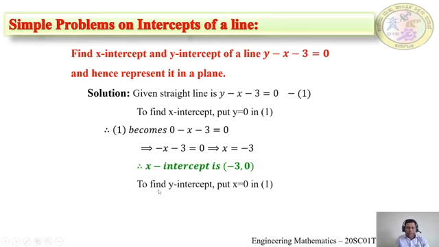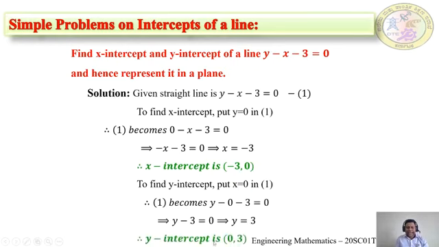Similarly, to find y intercept, put x equal to 0 in equation 1. To find the y intercept, we have to put x equal to 0 in equation 1. Therefore equation 1 becomes, in this equation putting x equal to 0, it will become y minus 0 minus 3 equal to 0. If you simplify, it becomes y minus 3 equal to 0. Therefore, taking minus 3 to the other side, it becomes y equal to plus 3. Hence y intercept is 0 comma 3.